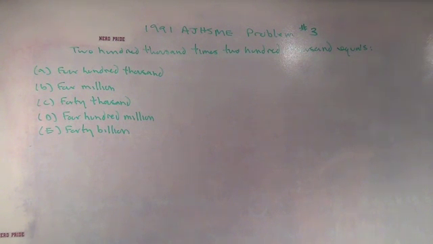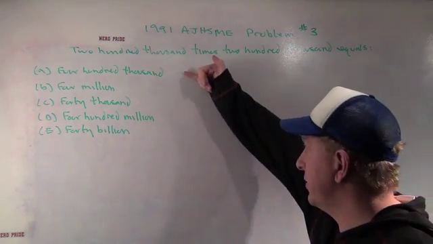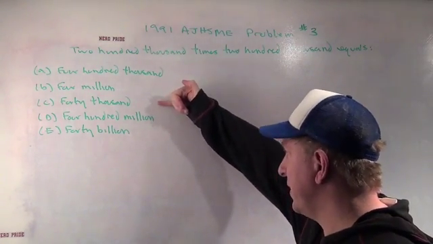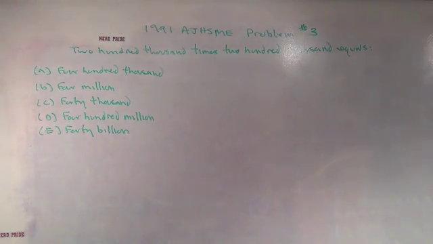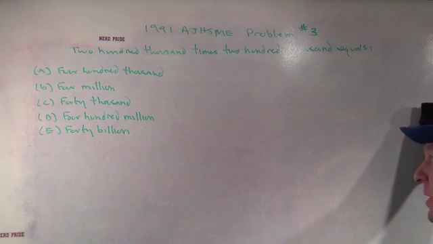This is problem number 3. And this problem is sort of the ultimate word problem. It takes a bunch of numbers and puts them into words. 200,000 times 200,000 equals, and here are your choices: 400,000, 4 million, 40,000, 400 million, and 40 billion. So let's take a look at a couple of ways how we could approach this problem.